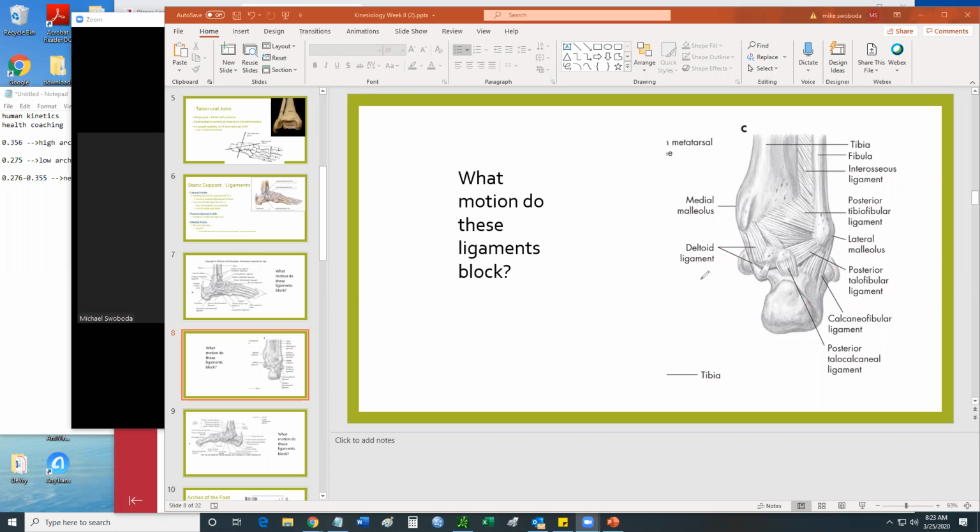So again, deltoid ligament is your medial ankle. Your talofibular ligament is your lateral ankle.